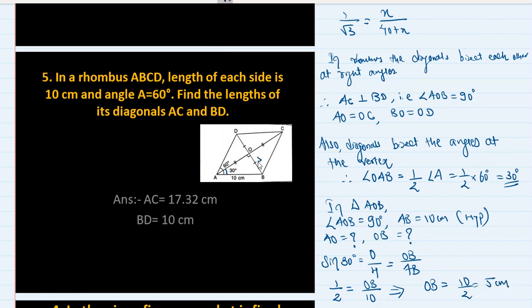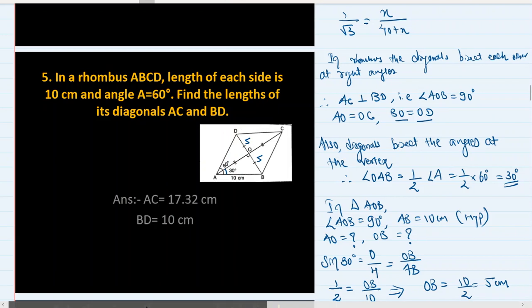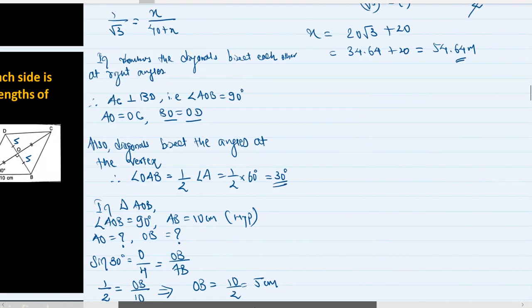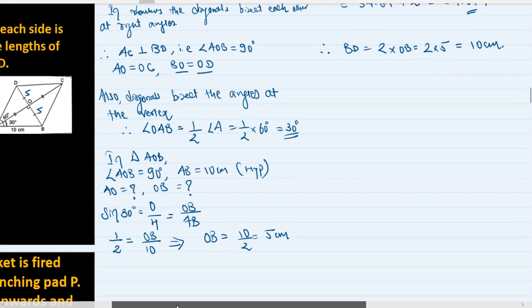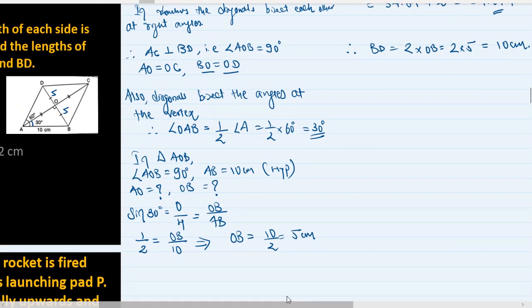Now we just got OB, and OB is equal to OD. So OD will also be 5 centimeters, which gives us the length of diagonal BD. Okay, so we can write, therefore, BD is equal to 2 times OB, which is 2 times 5, which is 10 centimeters. Okay, so now we are going to find AO. AO is the adjacent side, and we know the hypotenuse, which is 10.